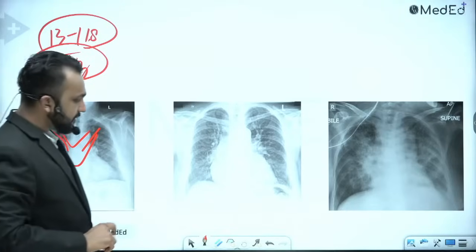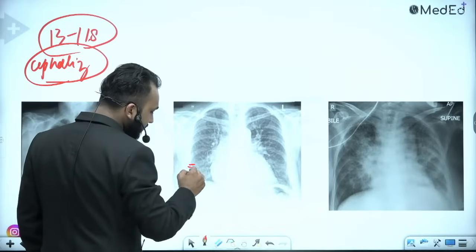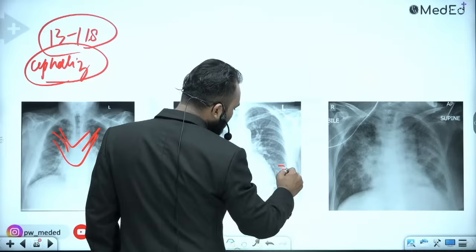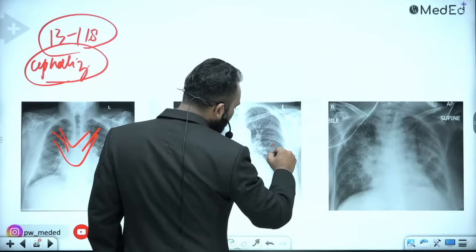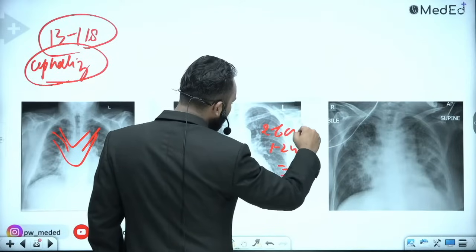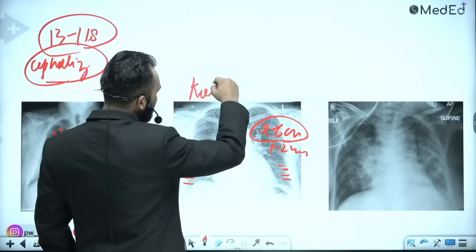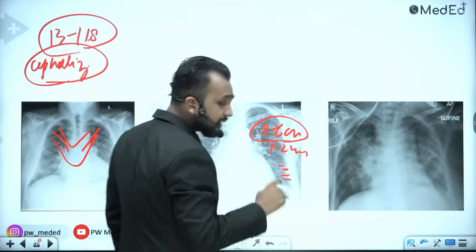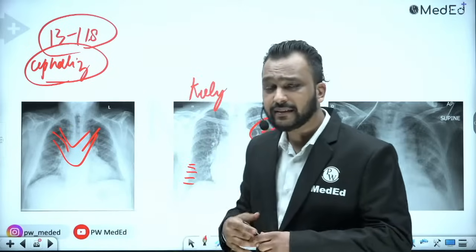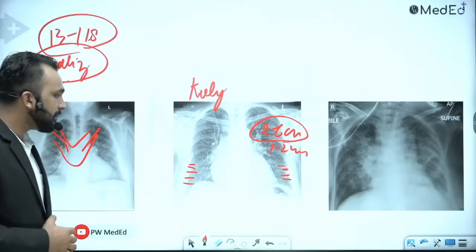In the second stage, you will see perpendicular lines to the pleura, 1 to 2 mm in thickness, 2 to 6 centimeters in length. These are your Kerley B lines. So in the second stage, what is happening? There is interstitial septal thickening, which appears as Kerley B lines.